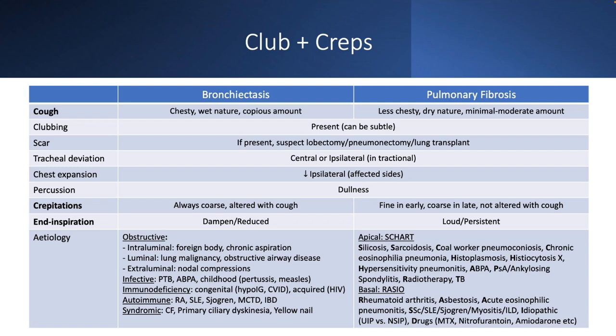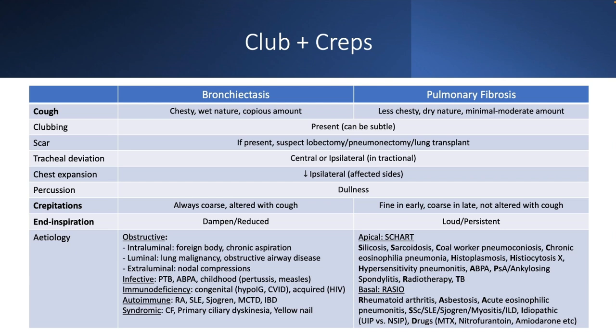And then if you're talking about pulmonary fibrosis, then you always try to tell yourself whether this is more upper lobe predominant or lower lobe predominant. If it's apical or basal, right? Apical is like the pneumonic scar or radiation. So silicosis, sarcoidosis, coal worker's pneumoconiosis, chronic eosinophilic pneumonia, histoplasmosis, hypersensitivity pneumonitis, ABPA, blah, blah, blah, blah. I think everyone can go through that.